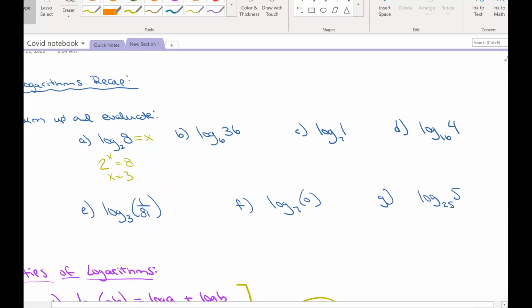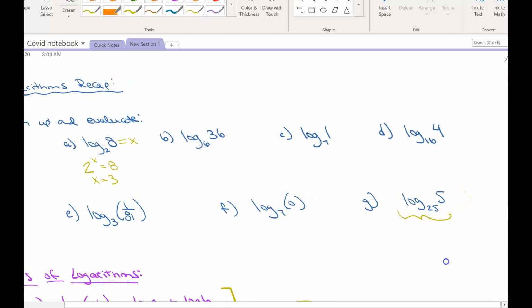Maybe let's look at G. Maybe you can see that the exponent that 25 has to be raised to give me 5. What is that again? Well, I know the square root of 25 is 5. That means this equals 1/2. But maybe you are still foggy. I'm going to do this, and I'm going to rewrite this exponentially. 25 to the x equals 5. The square root of 25 equals 5. That means x equals 1/2.